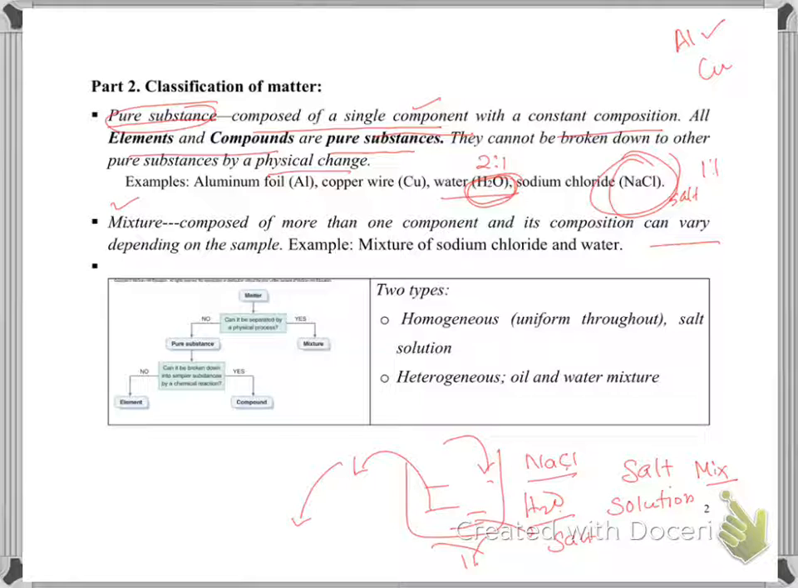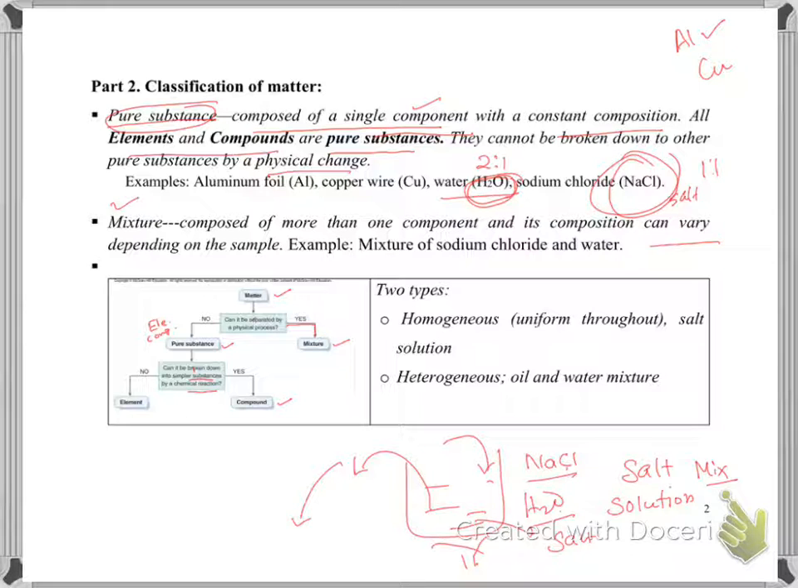So if you look into this flow chart, we're talking about matter, then you think about: can it be separated by a physical process? If yes, then it's a mixture. If you cannot separate it, then it's a pure substance. Now the pure substances can be elements or compounds. If it can be broken down into simpler substances by a chemical reaction, then yes, it's a compound. If no, then it's an element.